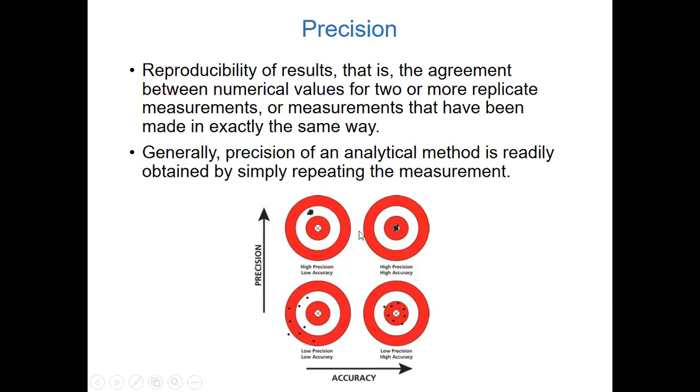In this diagram, it shows it has high precision as well as high accuracy. All the readings in the target and the values are all in line with the true value. Therefore, it has high precision and high accuracy. So this is the precision, the definition of the precision.